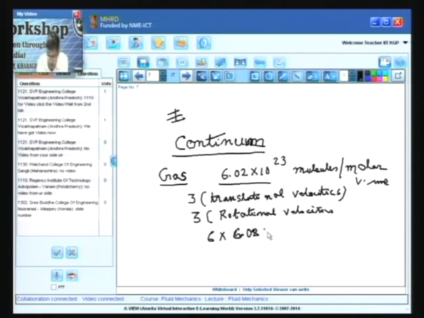6.02 into 10 to the power 23, it is coming, no? Number of equations we have to solve. Now, you see that for a molar volume, if this be the number of molecules, then to find out or study the translational and rotational velocities in a coordinate frame of reference with three directions, we have to solve 6 into 6, 36 into 10 to the power 23 number of equations, even in a molar volume for an ideal gas.